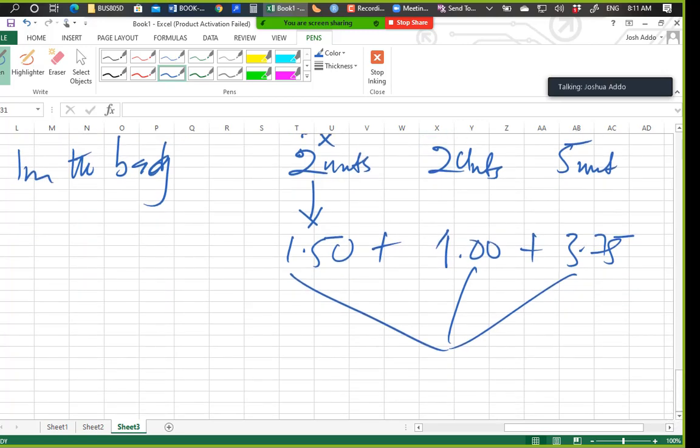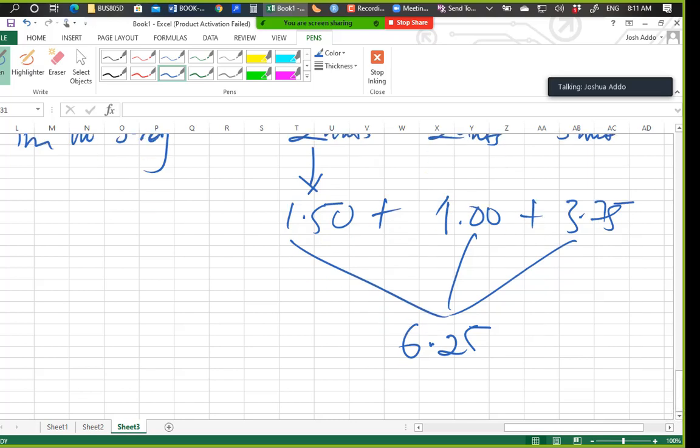The sum of these gives us the contribution going into the bag. 1.5 plus 1 plus 3.75 is 6.25. So this is the contribution for the bag. When you take one bag, this is the contribution that one bag brings to the organization. It is not difficult mathematics, it's basic mathematics. Just follow the logic. Don't chew it, please.